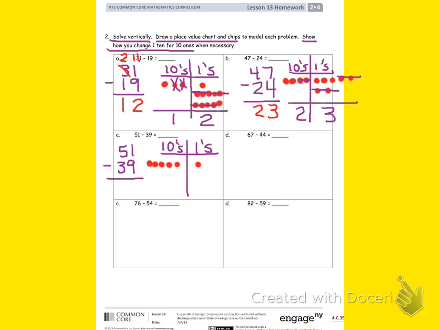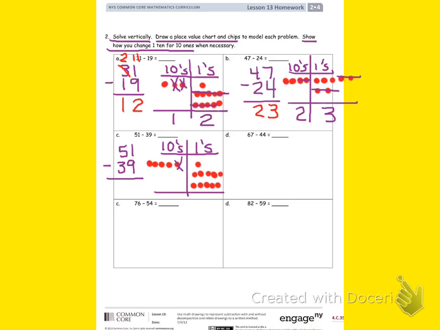Okay, looking at the vertical equation, I see that there is a 9 in the ones place. 1 take away 9. Looking at my picture, do I have enough to take away 9? No. That means that I need to decompose. Unbundle this group of 10. Put it in the ones place. 1, 2, 3, 4, 5, 6, 7, 8, 9, 10. When you unbundle those tens and put them in the ones place, make sure that you only draw 5 in each row.